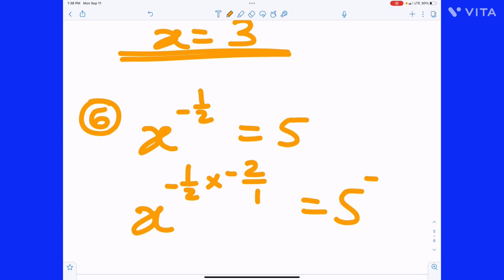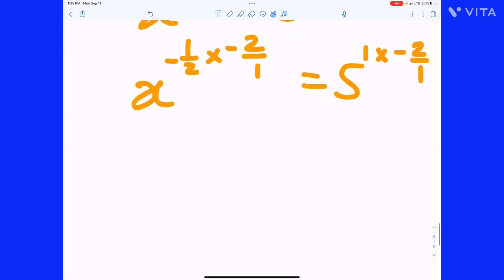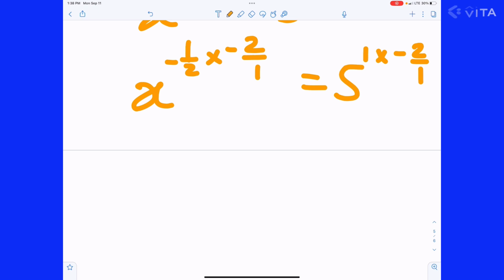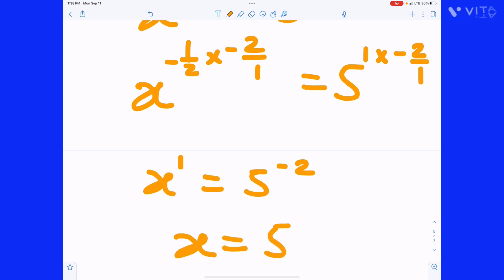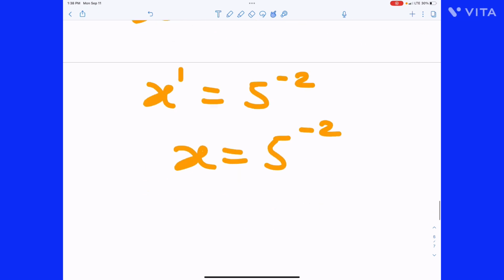5 is the same thing as 5 raised to power 1. So we multiply that 1 by minus 2 over 1 also. That's the same thing as here on the left hand side. We divide, minus times minus is plus. So we get x raised to power 1 is equal to 5 raised to power minus 2. This gives us x is equal to 5 raised to power minus 2.